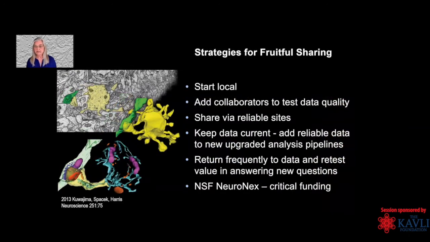The strategies for fruitfully sharing data really are listed here. Start local, add collaborators to test data quality, share via reliable sites, keep your data current, add data that you find to be reliable to new upgraded analysis pipelines, and finally, return frequently to data and retest value in answering new questions. Of course, part of the problem will be having sufficient funding to maintain all of these aspects. And I'll tell you a little bit about our recent NeuroNext funding.